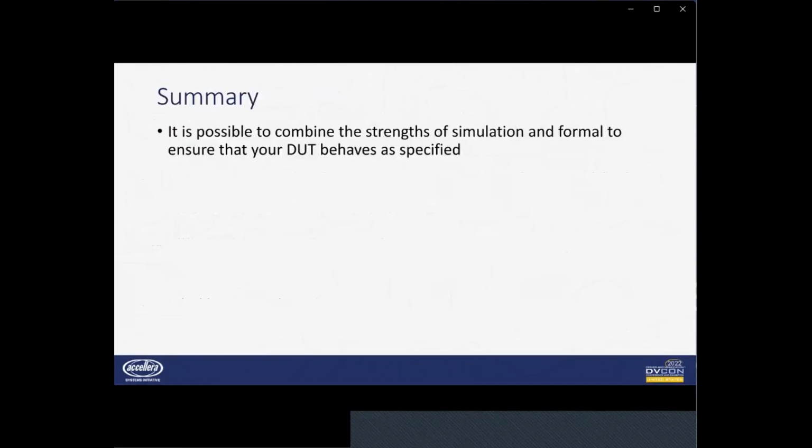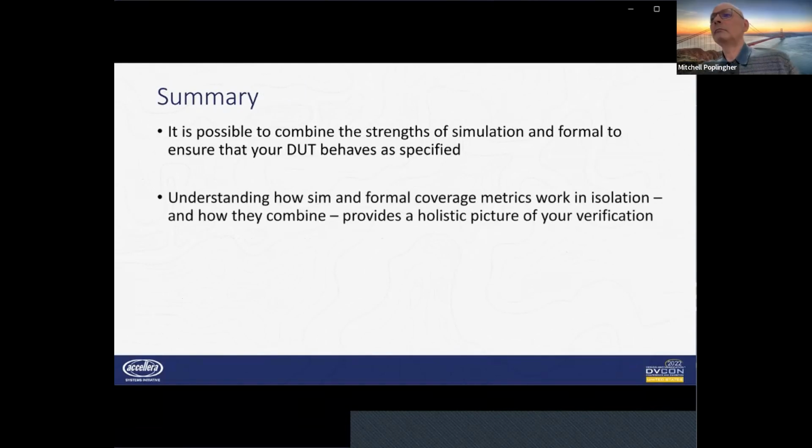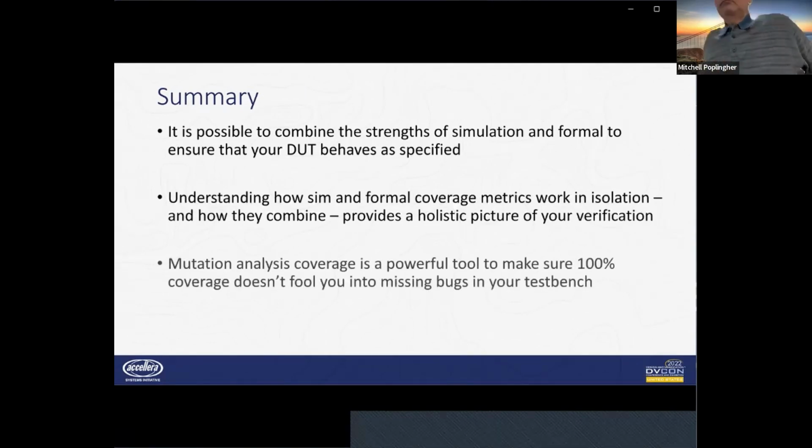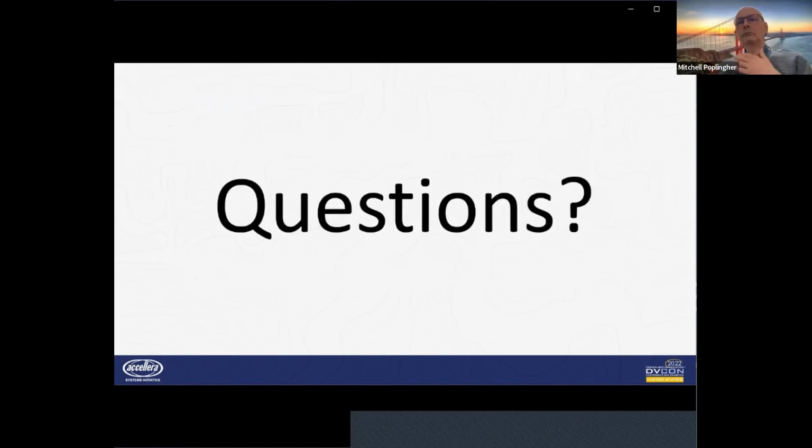Thank you, Mark and Nicolae, for all those examples and recommendations. To summarize our presentation today, it is possible to combine the strengths of simulation and formal to ensure that your DUT behaves as specified. And you do this by understanding how simulation and formal coverage metrics work in isolation and how they combine to provide a holistic picture of the progress and quality of your verification effort. Finally, mutation analysis coverage is a powerful tool to make sure 100% coverage doesn't fool you into missing bugs in your test bench. With that, are there any questions?